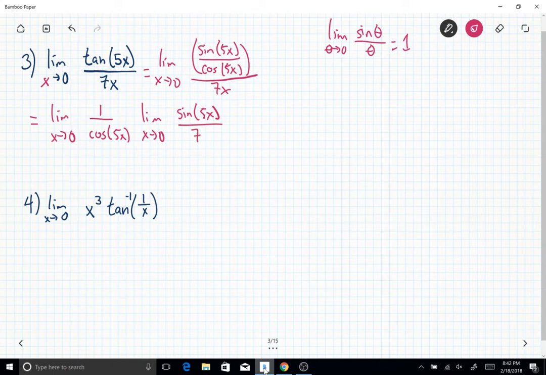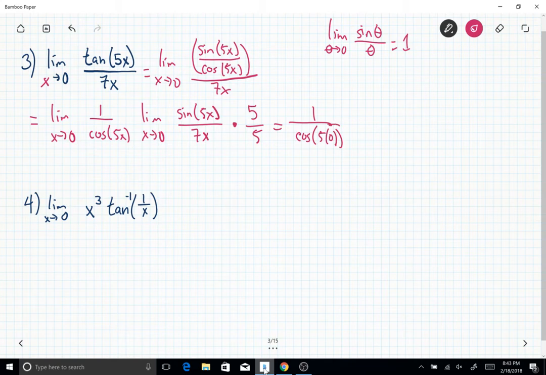over 7x. Now to make this perfect, notice we want sine of theta over theta. Well, that's not quite there. So what we can do is if we multiply the denominator by 5, we can do the same in the numerator and be in pretty good shape. And so what does that do for us? Well, the first part we can evaluate. So we'll go 1 over cosine of 5 times 0. And let's see what happens with that.